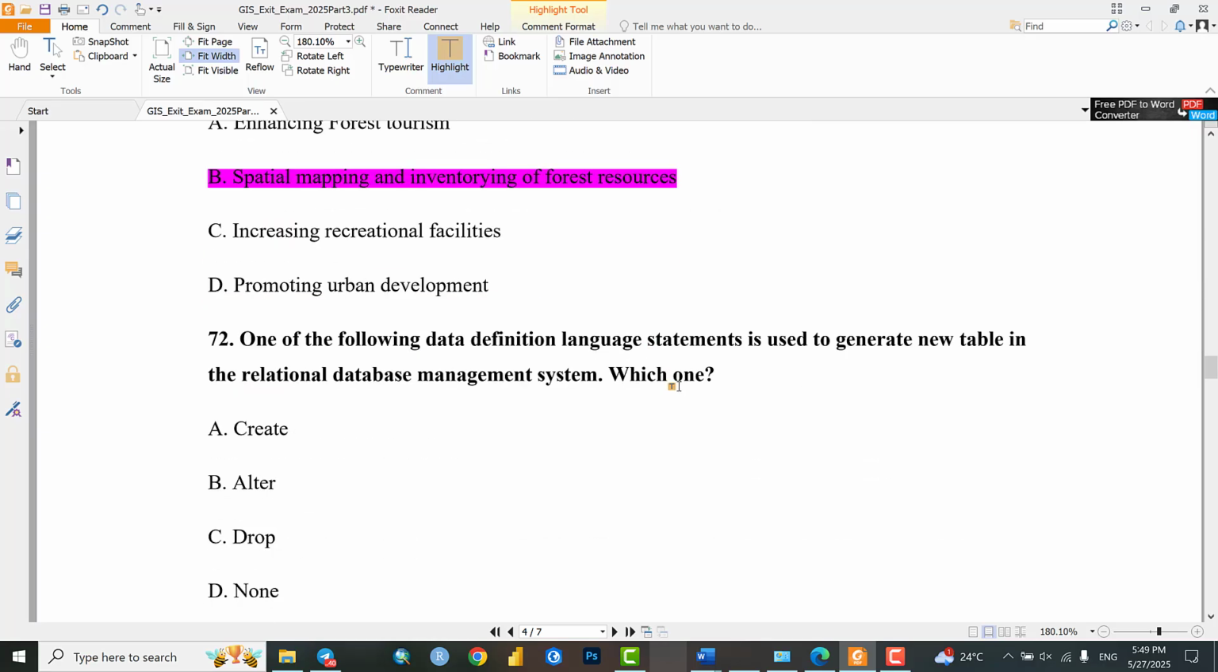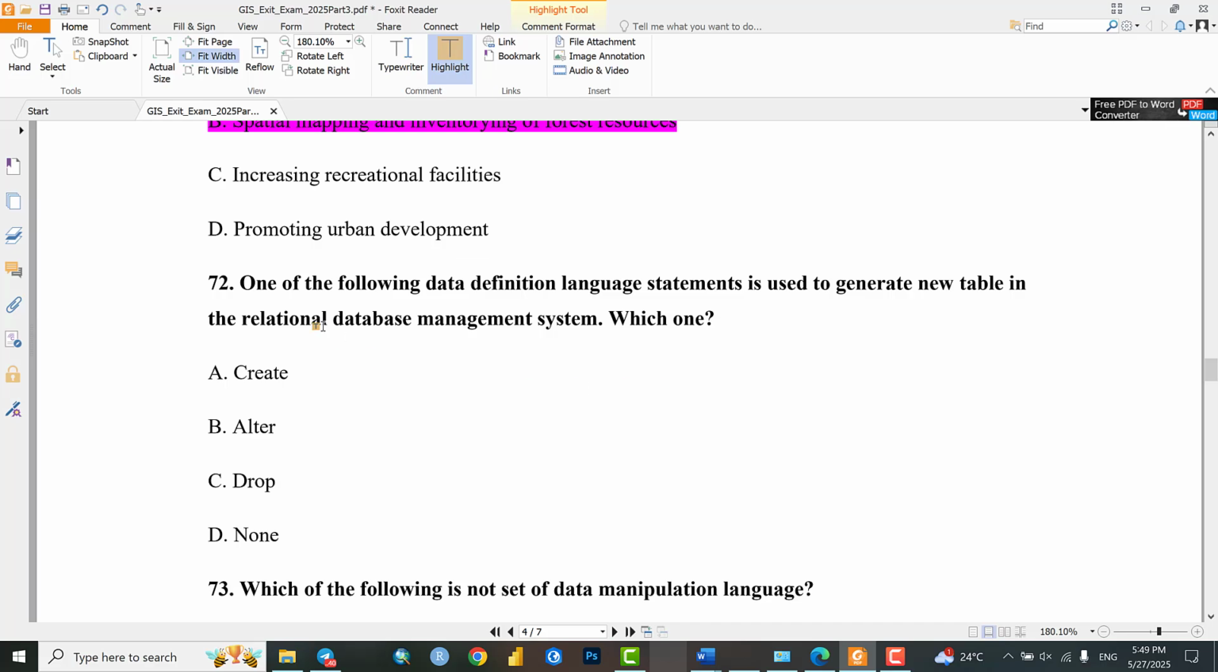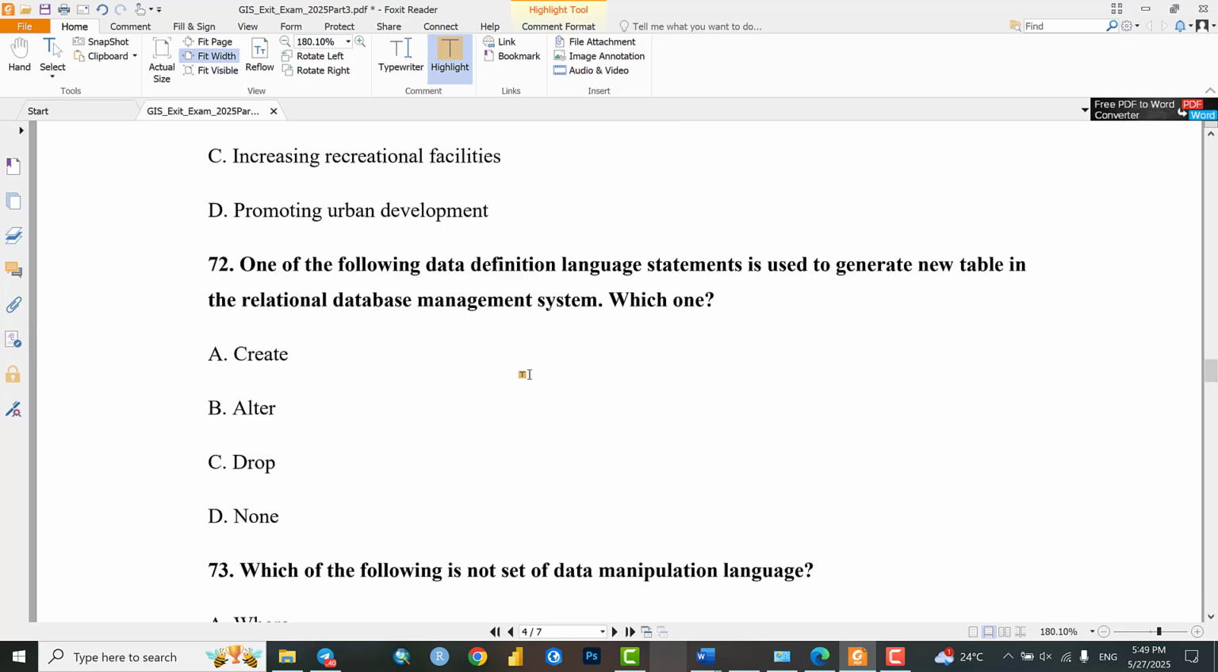Great. 72. Which one of the following data definition language statements is used to generate a new table in the relational database management system? A create, B alter, C drop, D none. This is create. Okay, great.